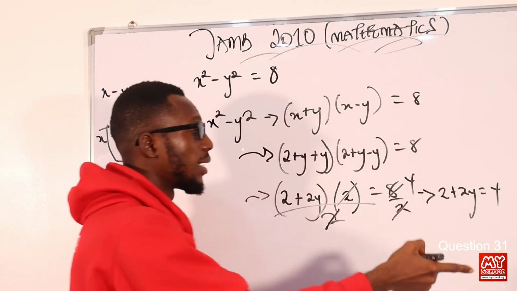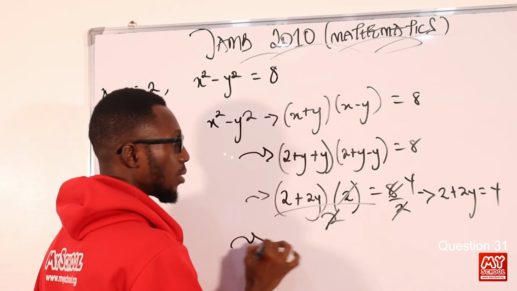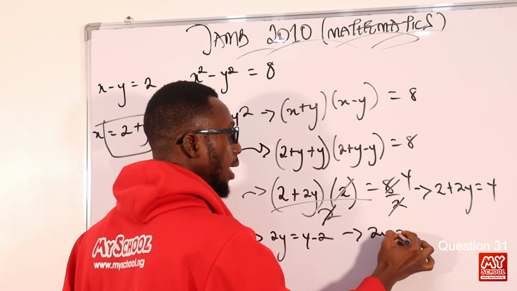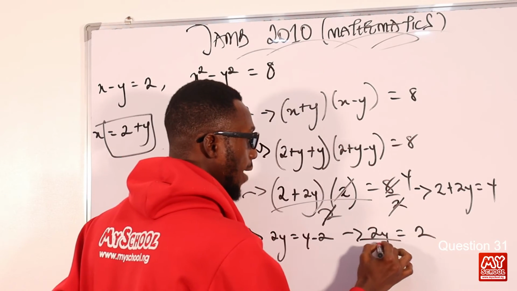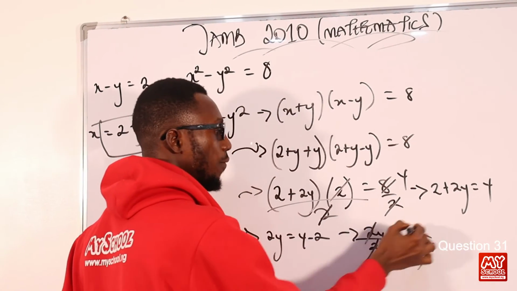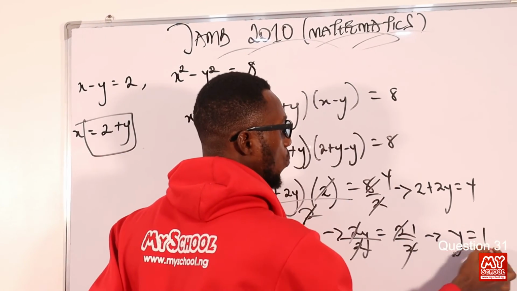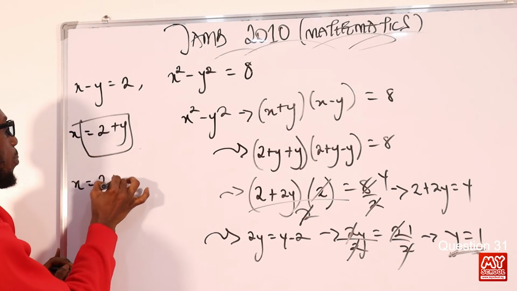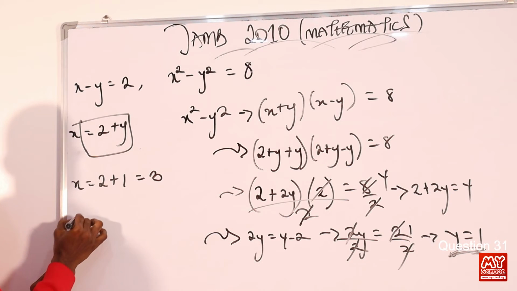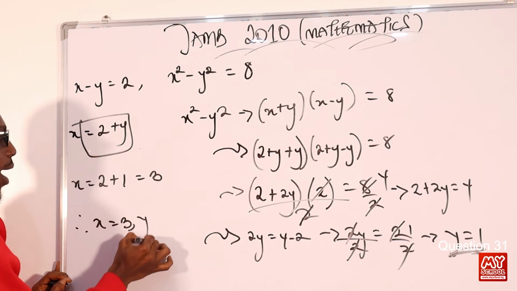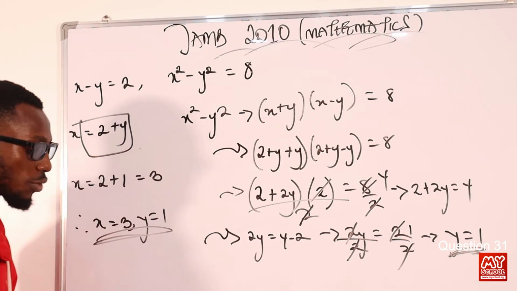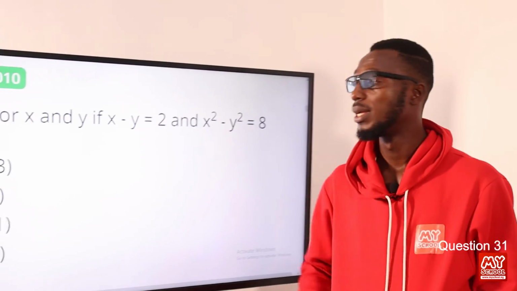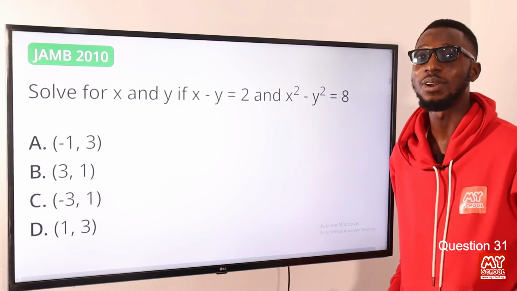If I send the 2 outside, that would be 2y equals 4 minus 2. And we know that 4 minus 2 is 2, isn't it? So if I divide both sides by 2, which is the coefficient of y, that means y equals 1. So if y is 1, I can put in the value of y here. So x equals 2 plus 1, and that is 3. So therefore, x equals 3 and y equals 1. Let's move back to the screen to look for x as 3 and y as 1. That can be found in option B. So option B is the correct option.